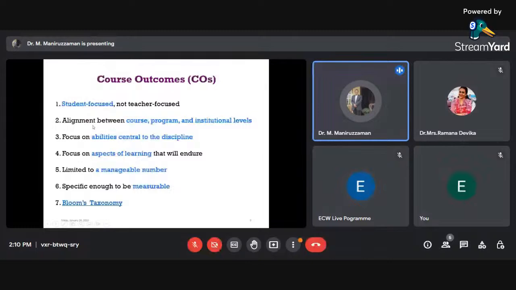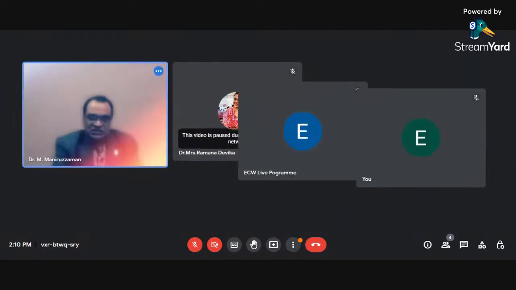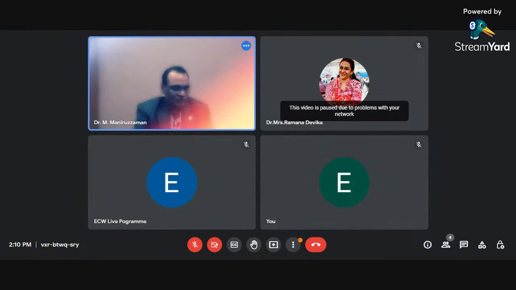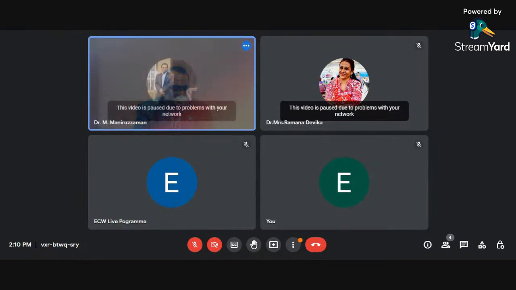Focus on aspects of learning that will endure, limited to a manageable number, specific enough to be measurable, and Bloom's taxonomy. So here, Bloom's taxonomy is very important. And now I'm just zeroing in on Bloom's taxonomy.